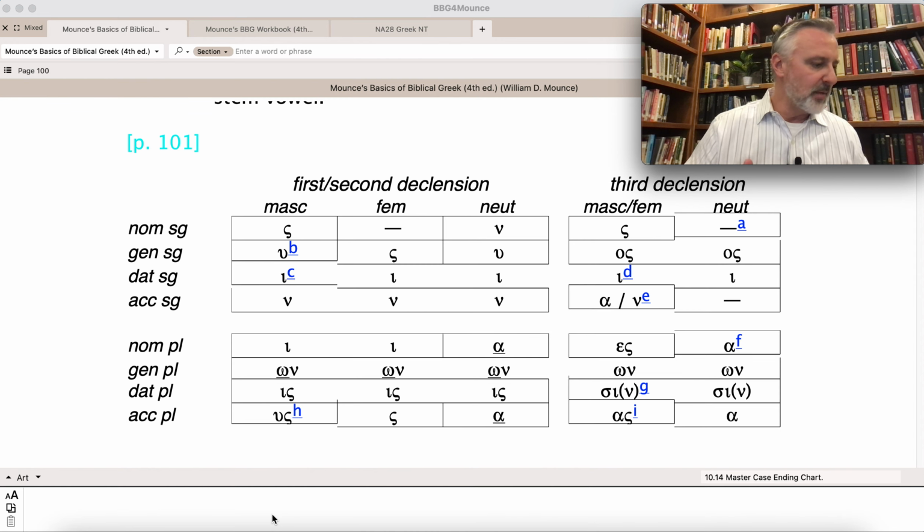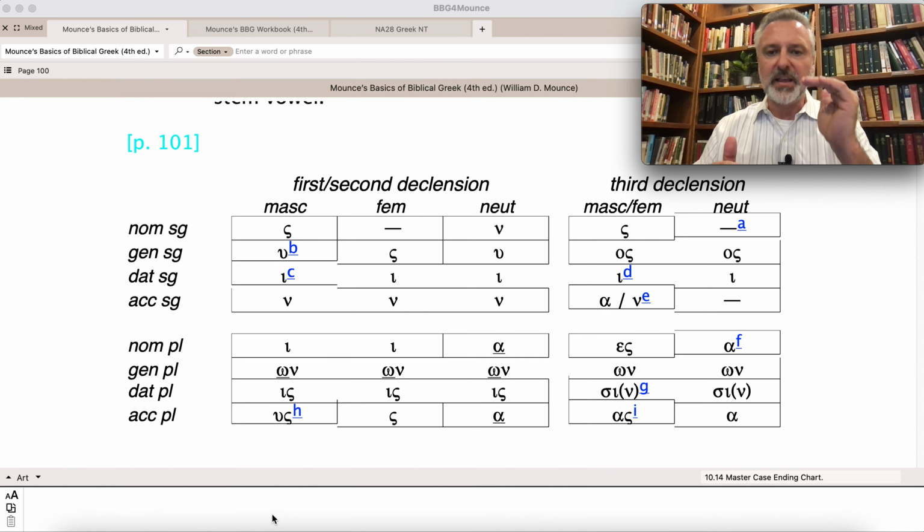All right. So I am on page 101 in your book, and it is chapter 10, 10.14. And you should have on the right-hand page, on page 101, a couple of charts. One is the case endings, and then underneath the case endings with the final stem vowels. So let's just look at this first chart here and look at what we recognize.